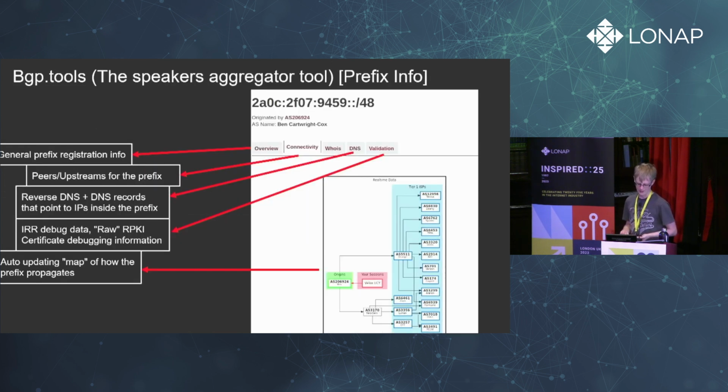On a prefix by prefix basis, you can see a propagation map of how stuff propagates out towards things like tier 1s, and a whole bunch of other things, including DNS information. If you want to see what hosts are inside a DNS block, or what hosts are inside an IP CIDR block, BGP tools might be able to give you an answer, both on the reverse DNS and the forward DNS side of things.